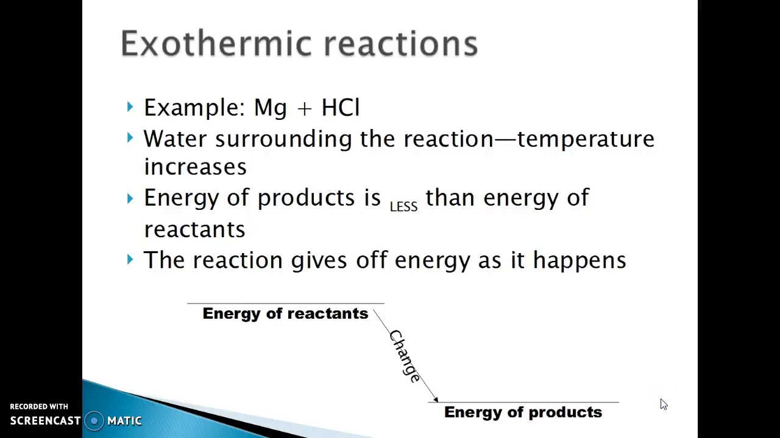The second kind of reaction is called exothermic, magnesium and hydrochloric acid. The temperature of the surrounding water increased. That meant that the energy of the products must be less than the energy of the reactants because the energy went out. The change was from higher to lower because the temperature of the water surrounding went up. Its energy went up as the reactant energy went down, becoming products.